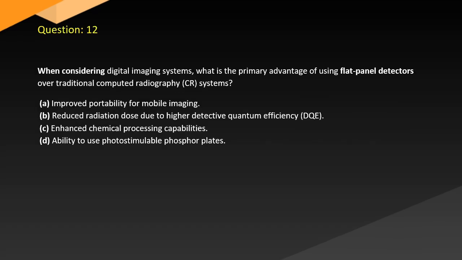Question 12. When considering digital imaging systems, what is the primary advantage of using flat panel detectors over traditional computed radiography (CR) systems? A. Improved portability for mobile imaging. B. Reduced radiation dose due to higher detective quantum efficiency. C. Enhanced chemical processing capabilities. D. Ability to use photostimulable phosphor plates.